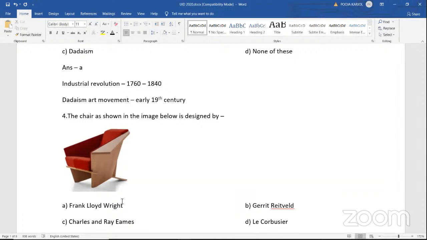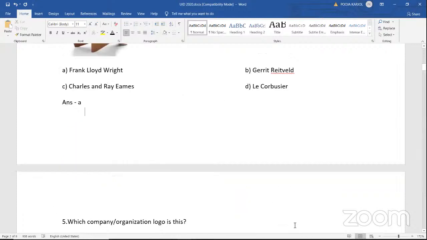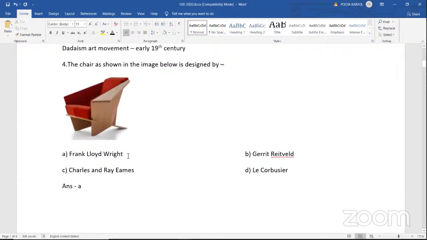Now, what of this? The options: Frank Lloyd Wright, Garrett Rietveld, Charles and Ray Eames, Le Corbusier. Answer is Frank Lloyd Wright. Do you guys know who Frank Lloyd Wright is other than chair designer? You guys know? No, ma'am. He's a very famous architect. One of the most famous works of his is called Fallingwater. I think it was built for private use, but it houses a science center or something. Frank Lloyd Wright is very famous actually.